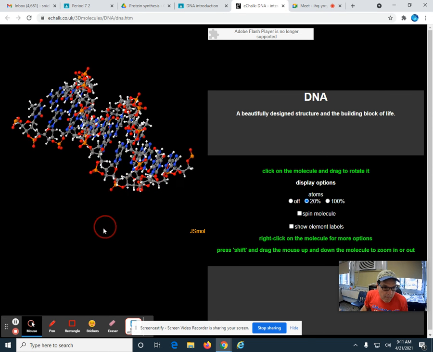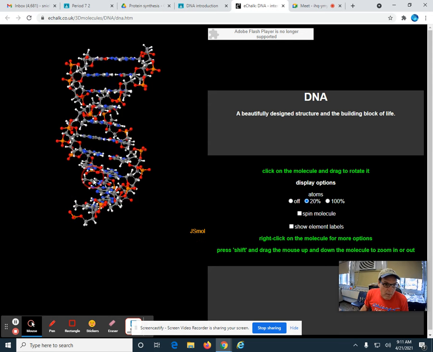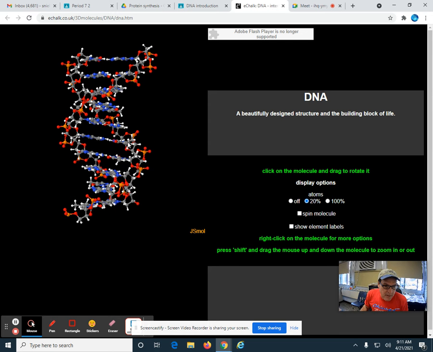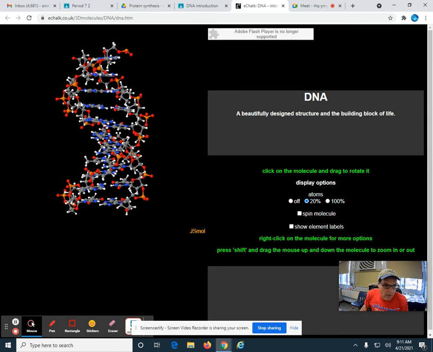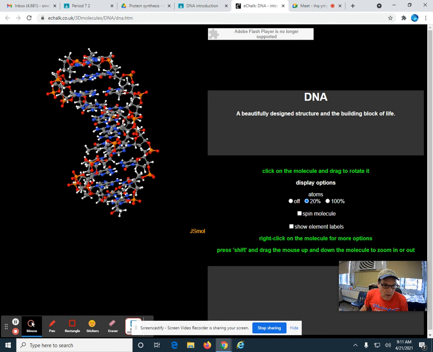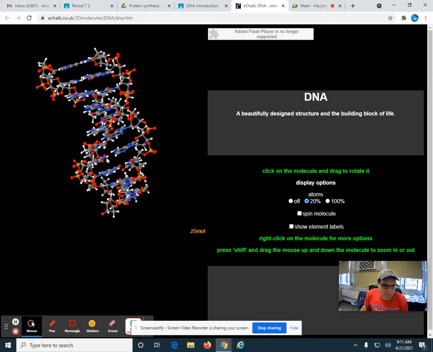Now, the middle part are the base pairs, they call them. You can see this blue and this white coming down the middle. And as I spin the molecule, you can really see that there's this middle rung structure. Okay? And we call this the middle of a ladder. Like a ladder's got two ends and then it's got these rungs down the middle.